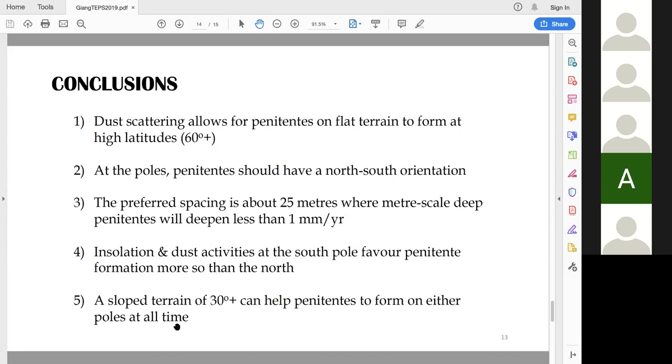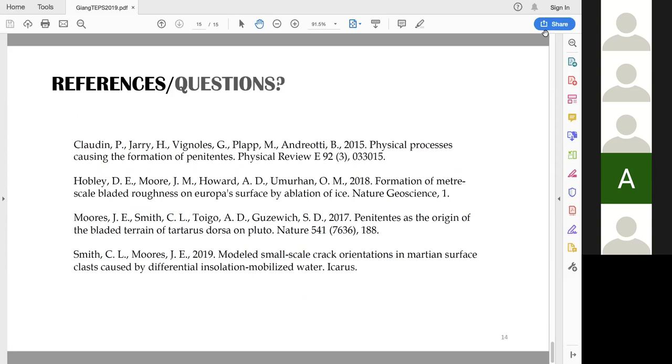But if you have a sloped terrain of any kind, that will definitely help the formation of penitentes. And I think that's about 12 minutes, and I'm pretty much done. So, are there any questions?